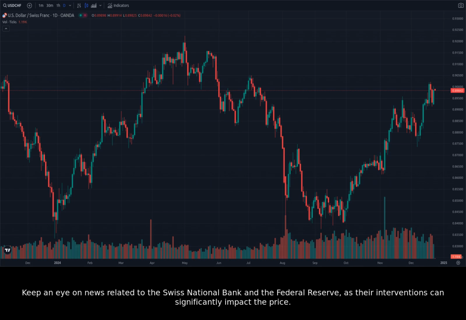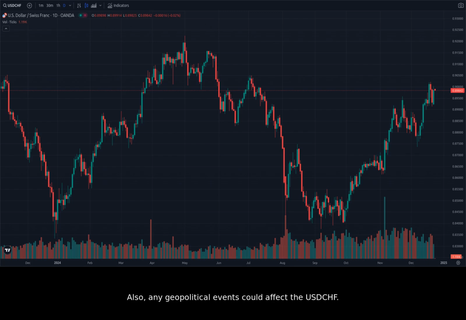Keep an eye on news related to the Swiss National Bank and the Federal Reserve, as their interventions can significantly impact the price. Also, any geopolitical events could affect the USDCHF. Finally, watch the volume closely, as significant volume spikes often precede significant price movements.